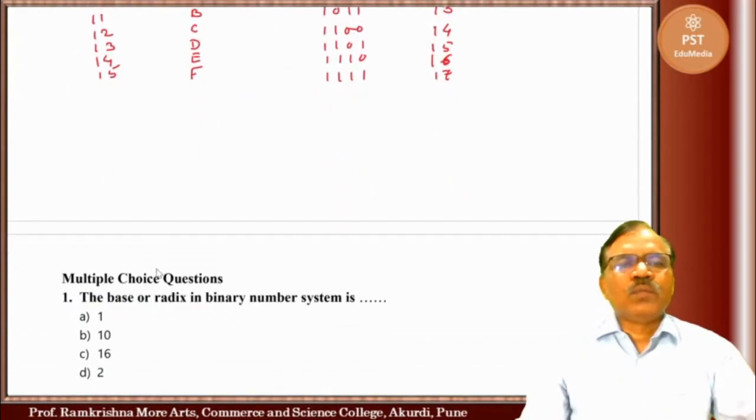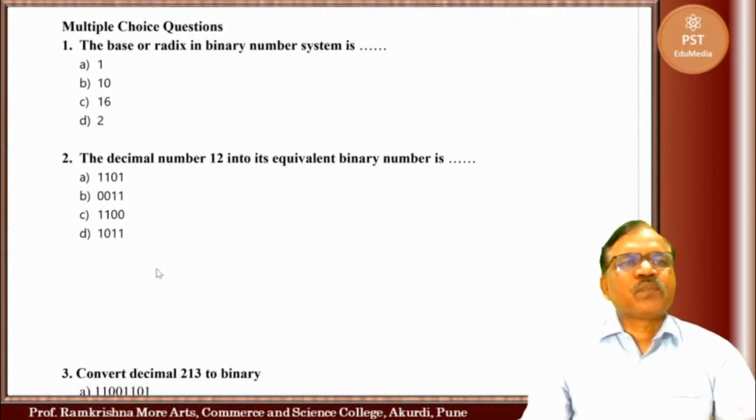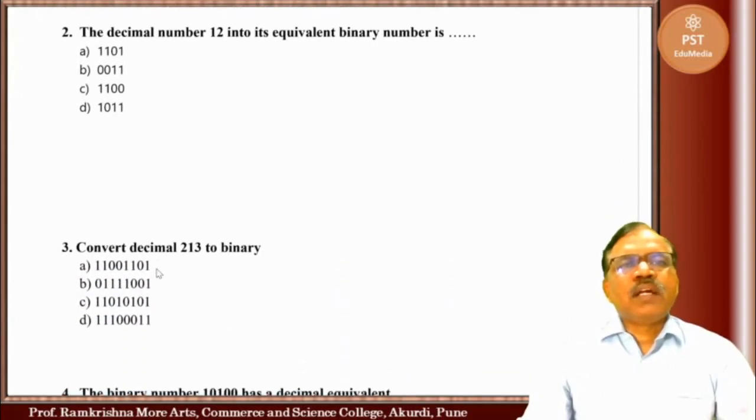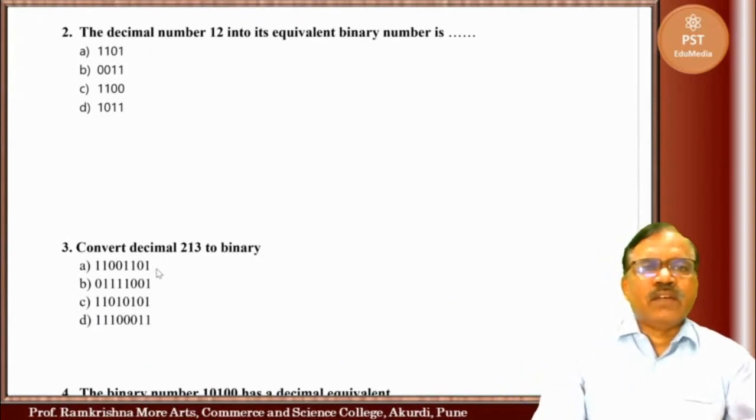Now let us go to multiple choice questions. The base or radix in the binary number system, with digits 0 and 1, is 2. Next question: the decimal number 12 converted into its binary equivalent is? So how can we convert?